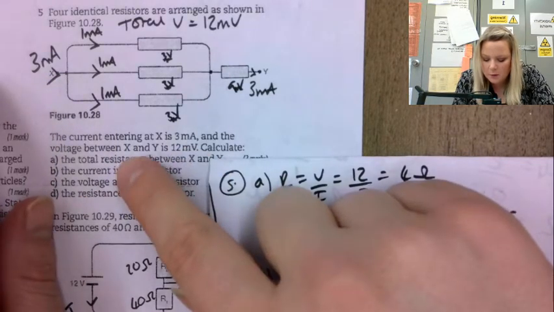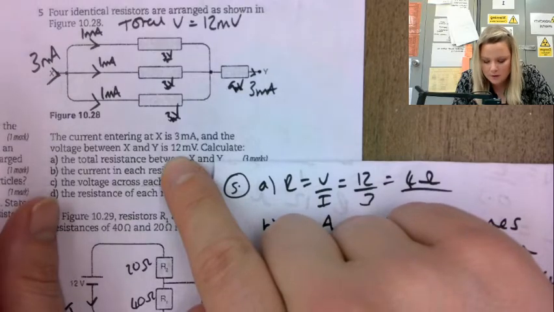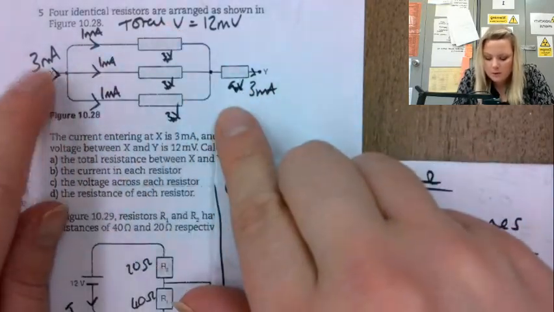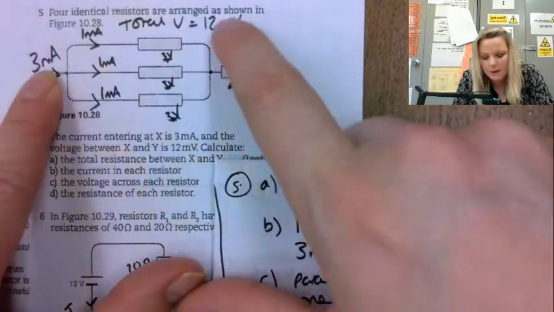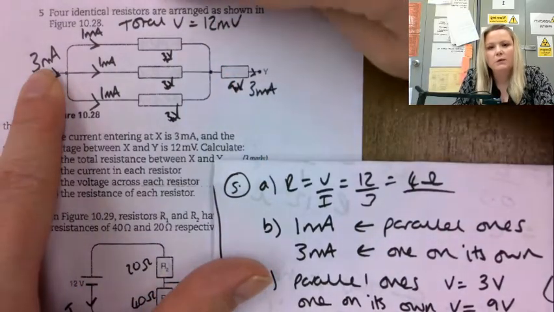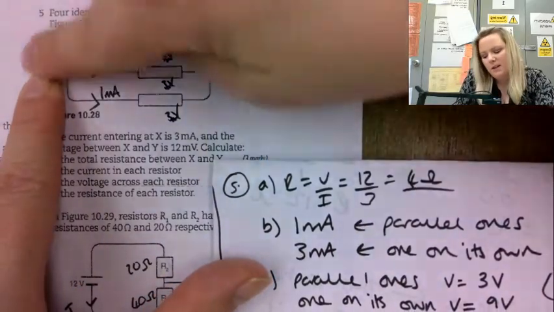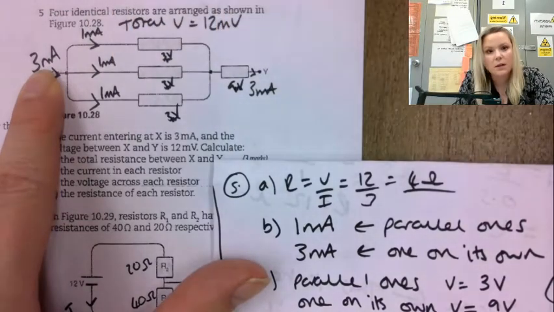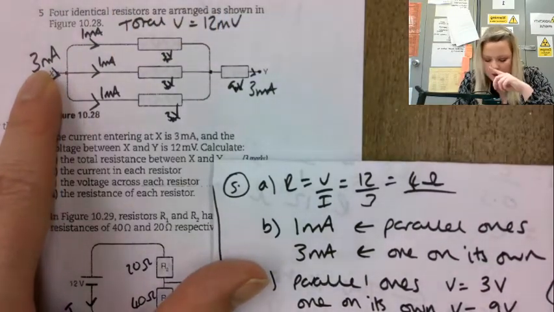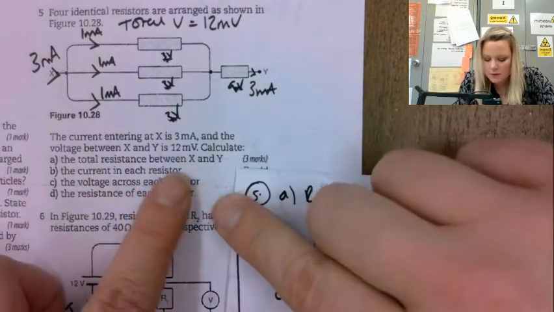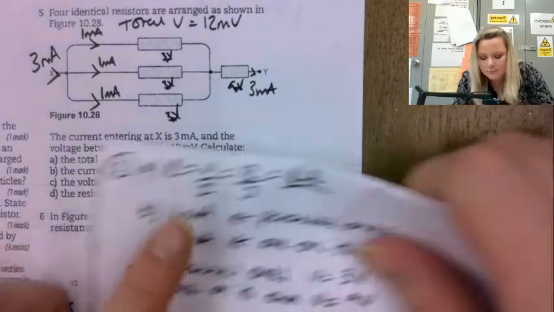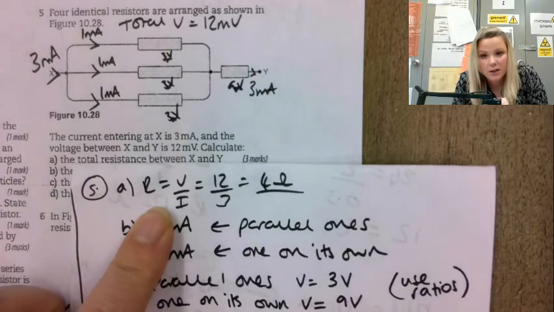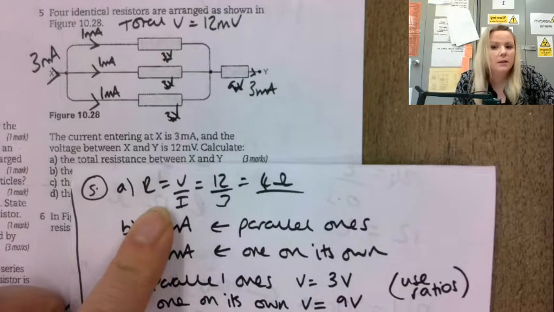And the voltage between X and Y is 12 millivolts. So the total voltage between this point and this point is 12 millivolts. So it's like you've got a 12 volt supply up at the top, and then this is all just connected here. So these 12 millivolts are going to get split across these two things which are in series with each other. Right, calculate the total resistance between X and Y. To do that, you're just using the total voltage and the current for that.